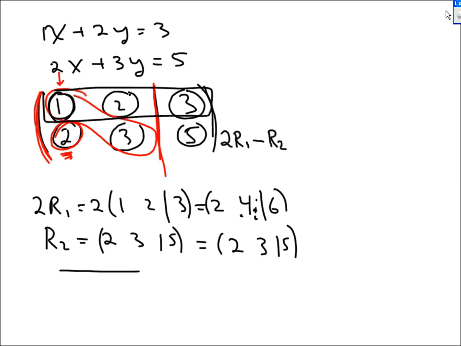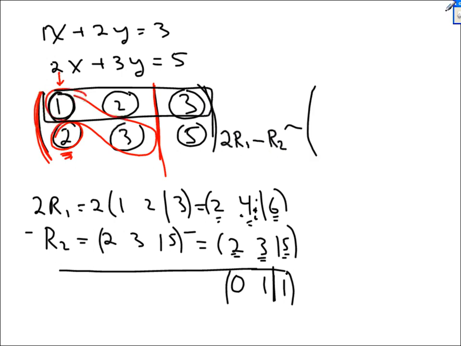Like I said, I subtract. 2 minus 2 gives me a 0. 4 minus 3 is 1. 6 minus 5 is also 1. That is the new row 2. Row 1 we did not change. Row 2 we did change. It is now 0, 1, 1. So column 1 is fine. This is the diagonal, and everything else, namely that one entry there, is 0. Column 1 is done.